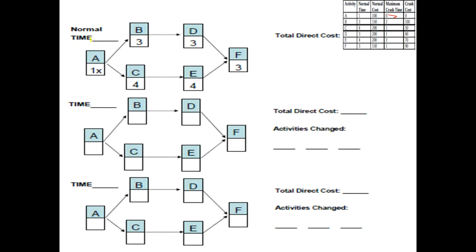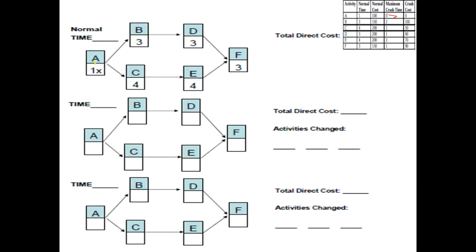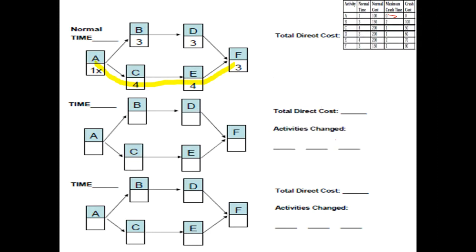So we can see there are two paths running in this project. If we look at the path at the bottom, ACEF, it has a duration of, so thank you for prompting, 12. ACEF: C is 4, E is 3, F is 1, and A is 1, so 12 weeks. And if you look at the path at the top, which is ABDF, it has a duration of 10.